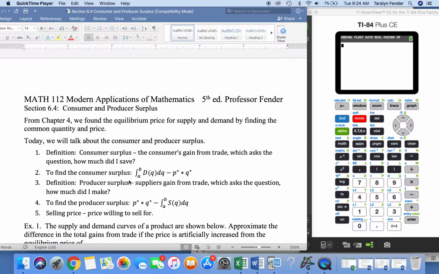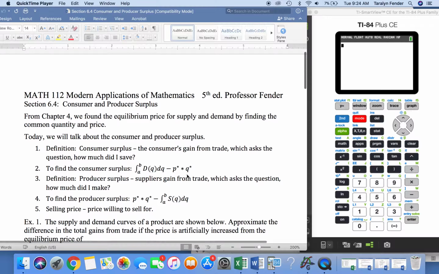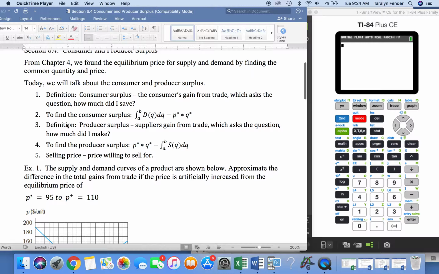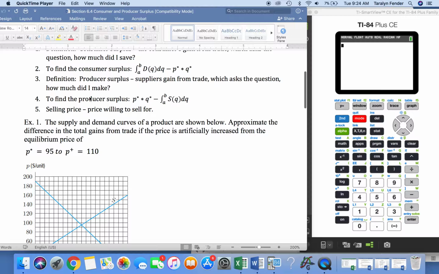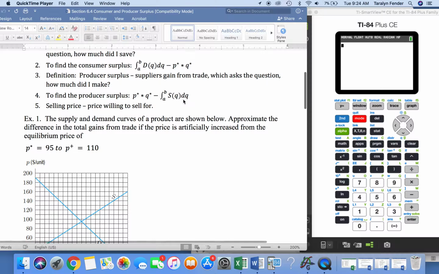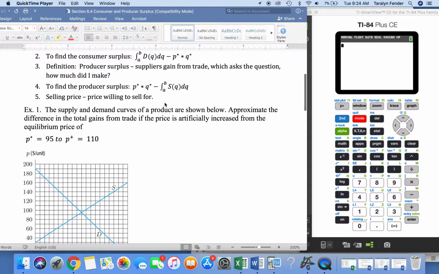And here's the equation. It's an integral from A to B of the demand equation minus the equilibrium price times the equilibrium quantity. Producer surplus is the supplier's gain from trade, which asks the question, how much money did I make? To find the producer surplus, you take the equilibrium price times the equilibrium quantity minus the integral of the supply equation. The selling price is the price we're willing to sell for.